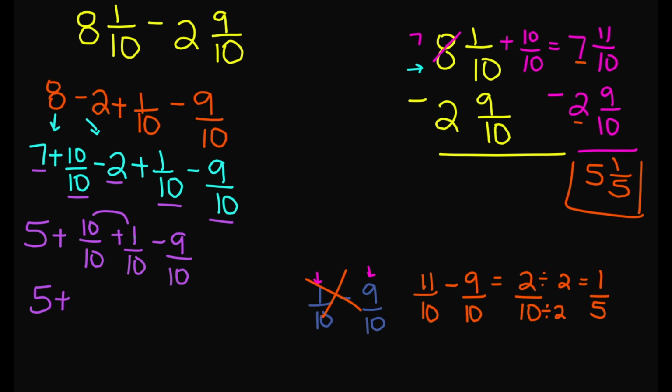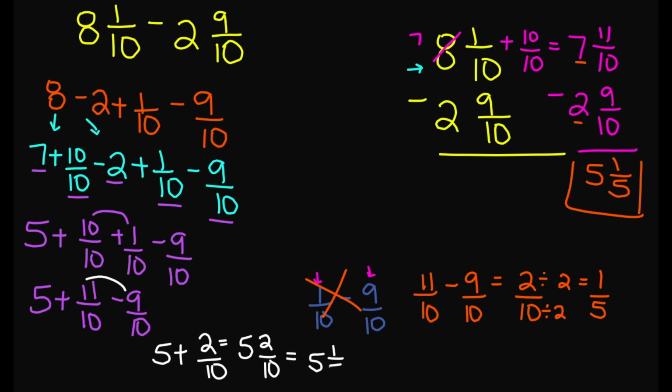So 10 plus 1 is 11 over 10. And then we're going to do 11 over 10 minus 9 over 10. So you have 5 plus 2 over 10. And when you combine this, you're going to get 5 and 2/10. However, when you simplify that 2/10, you're going to get 5 and 1/5.